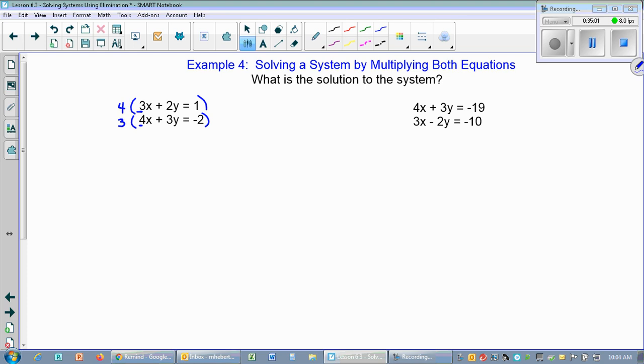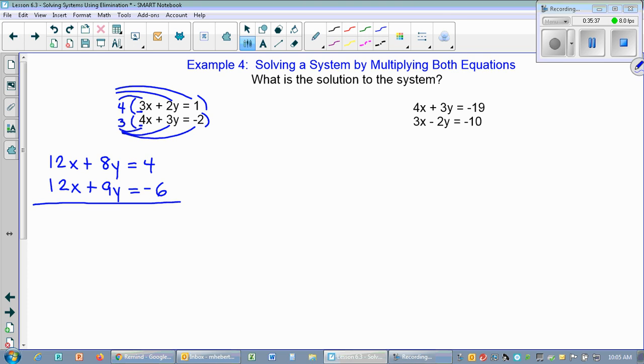So here we go. We're going to multiply 4 times 3, and then 4 times 2, and then 4 times 1 to get our first system. So 4 times 3 is 12x. 4 times 2y is 8y. And 4 times 1 is 4. Then we're going to multiply 3 times everyone on the bottom. So 3 times 4x is 12x. 3 times 3y is 9y. And 3 times negative 2 is negative 6.